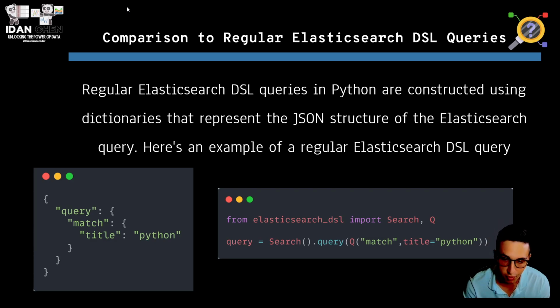We do from elasticsearch_dsl import Search. We use the Search class dot query, and we pass a match query with title equal to Python. Look how we pass the title, the field name, into the constructor. We pass title as a variable and not as a string. It's a very important thing to remember.